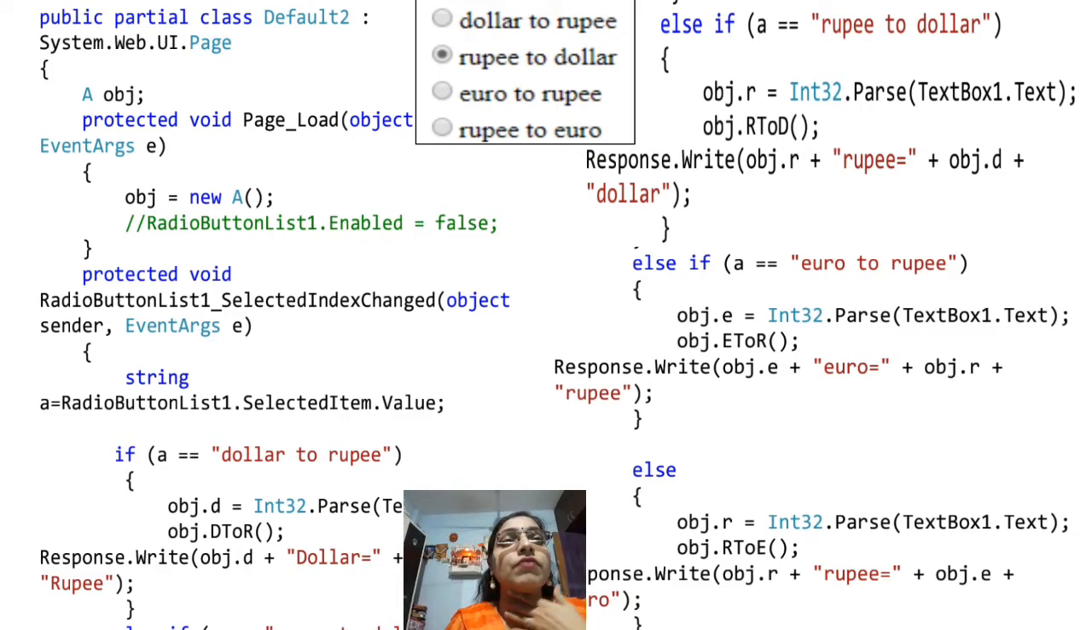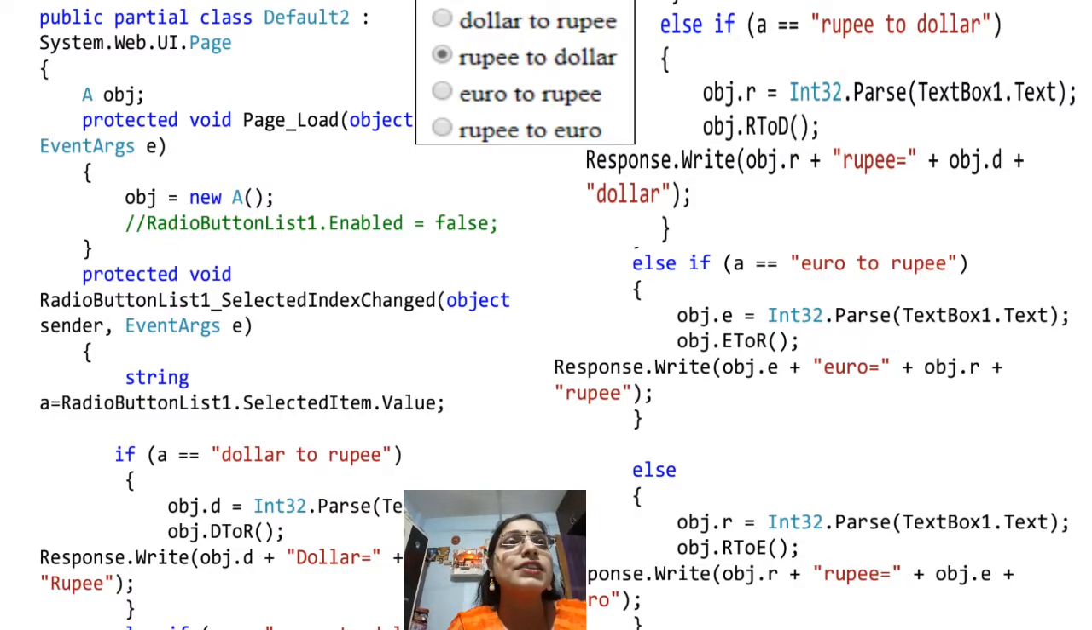Similarly, now we have written code for euro to rupee. So now I have used e variable to store the text box value. Then we will call e to r function. Okay, and then again response dot write same value. But now as we are doing euro to rupee, definitely we are going to display e and r variable in response dot write.